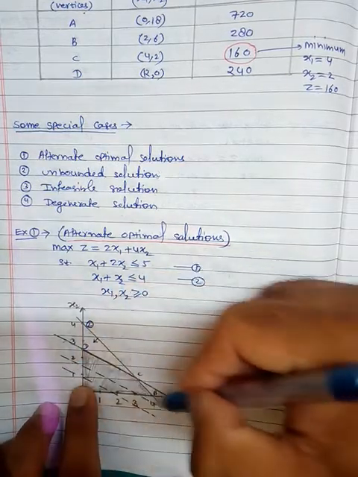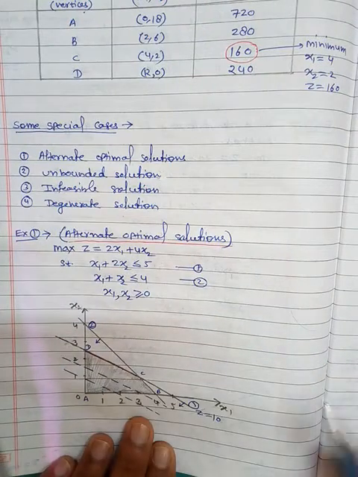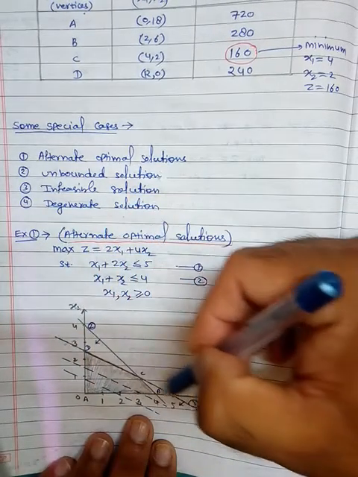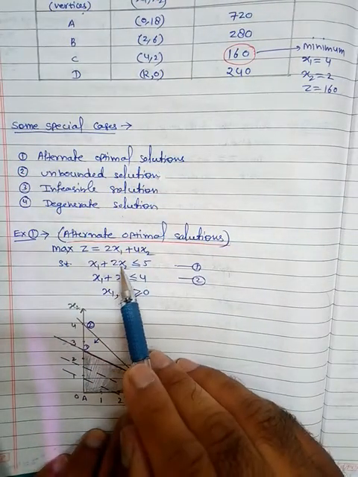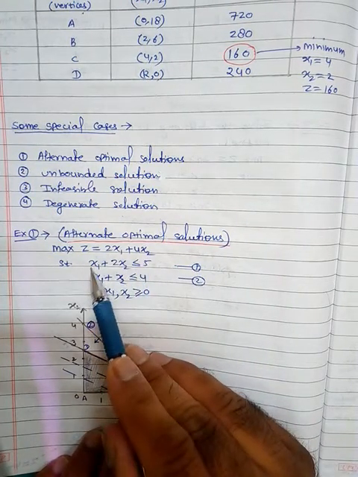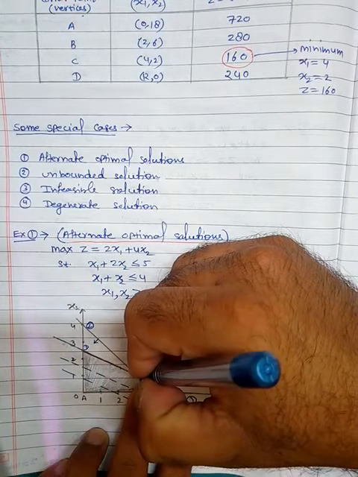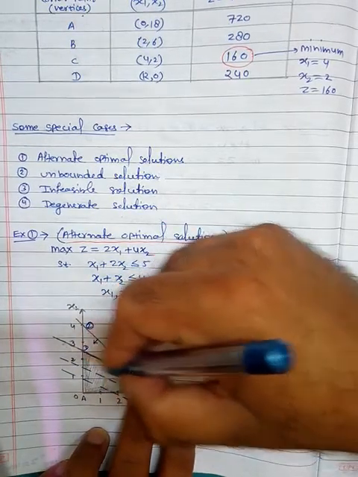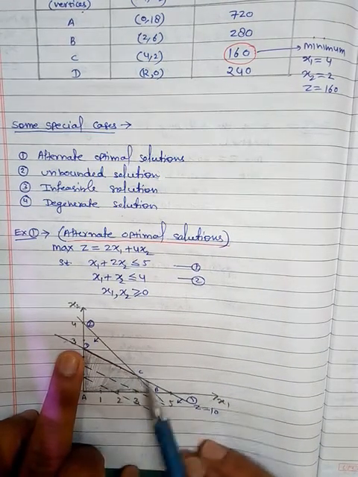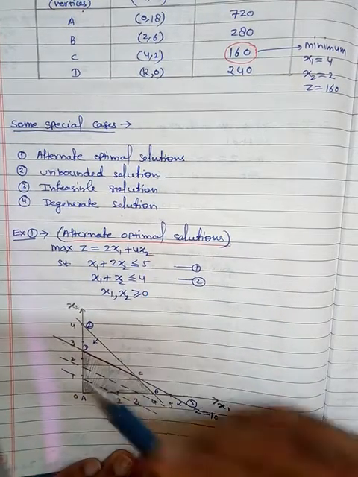Now slowly draw the parallel lines and you will see that this objective function is parallel to constraint number 1. You can also observe this part is exactly parallel to this part. Just multiply by 2 here, you will get this value. So ultimately this entire line segment from C to D is the solution. Rather than a corner point, we have the entire line CD. CD represents the solution.